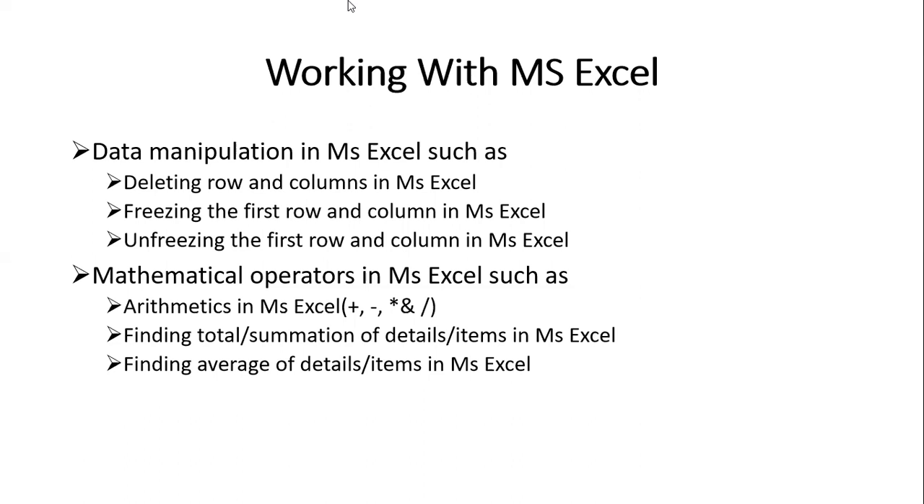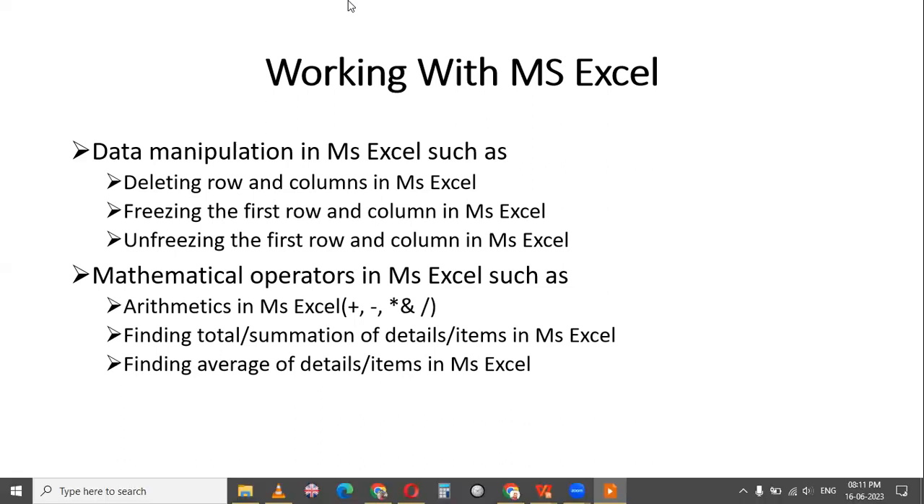And then we'll move on to the second operation or activity, that is mathematical operators in MS Excel, such as arithmetics, such as addition, subtraction, multiplication, and division. Then the second one is finding total or summation of details or items in MS Excel. And the last one is finding average of details or items in MS Excel. So let's dive into it. We'll start with the first one.